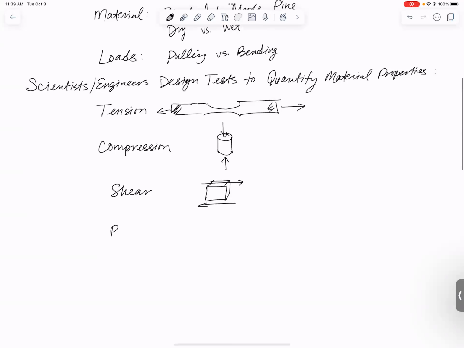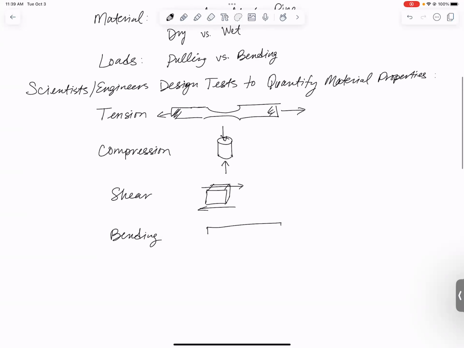And we also can do bending tests. One of the common ones that are used is called 3-point bending, but there's also 4-point bending. In 3-point bending, you put it between a couple of rollers or supports and you push down in the middle. In 4-point bending, you still put it between two supports, but we do two separate loads a specified distance apart.